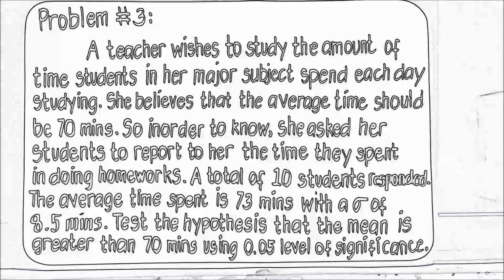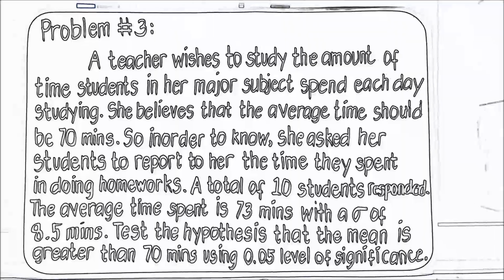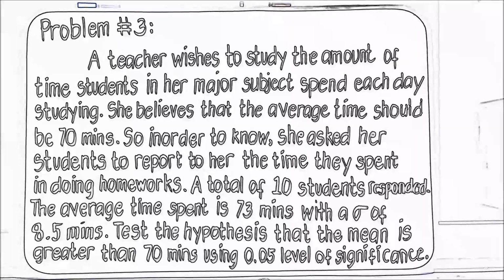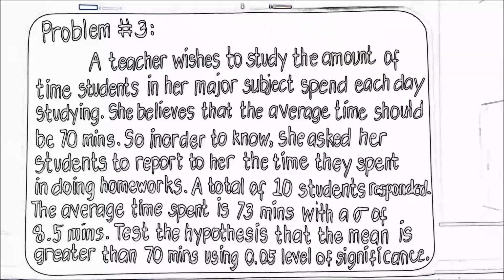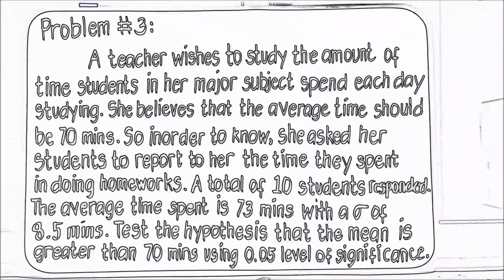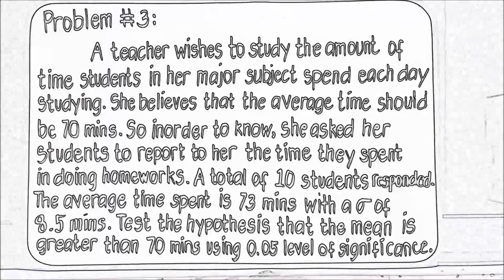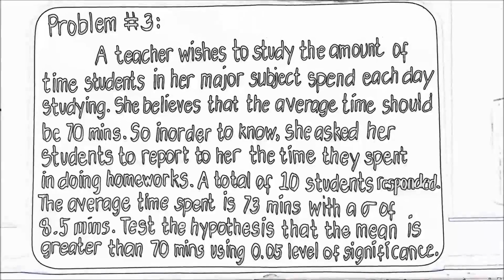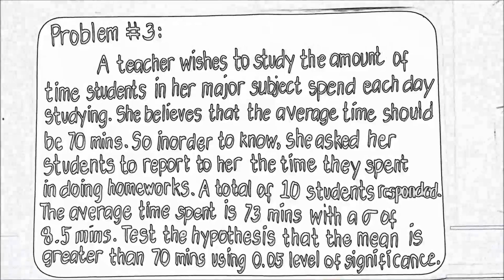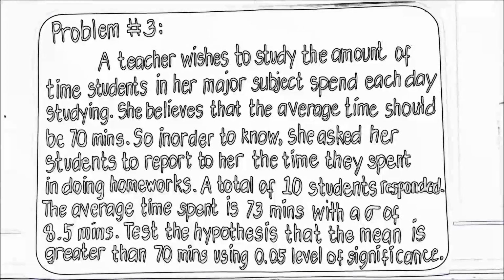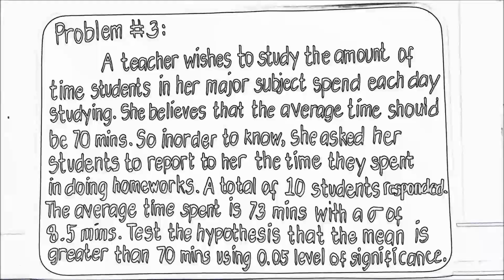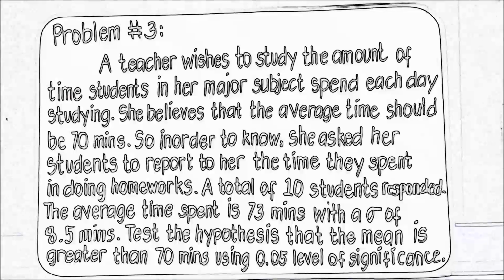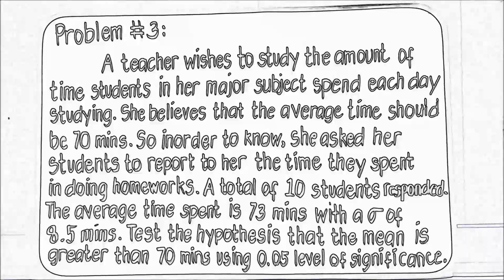Problem number 3. A teacher wishes to study the amount of time students in her major subjects spend each day studying. She believes that the average time should be 70 minutes. In order to know, she asked her students to report to her the time they spent in doing homework. A total of 10 students responded. The average time spent is 73 minutes with a standard deviation of 8.5 minutes. Test the hypothesis that the mean is greater than 70 minutes using a 0.05 level of significance.